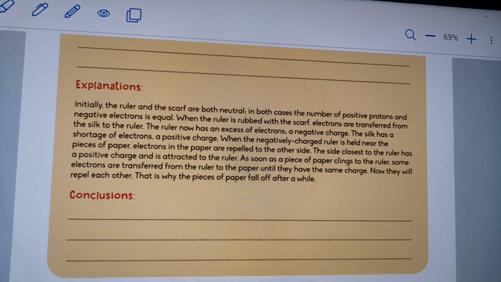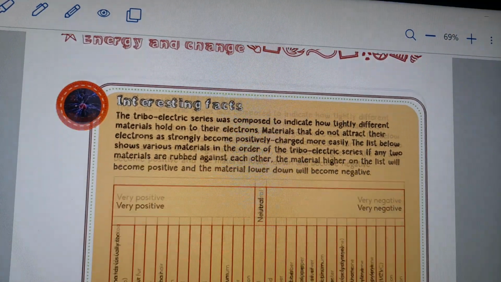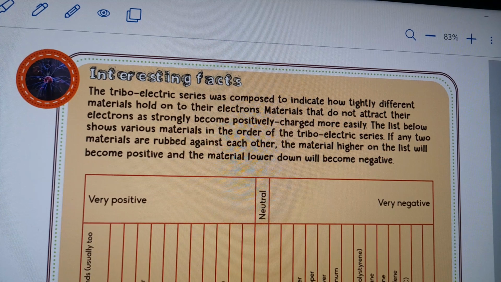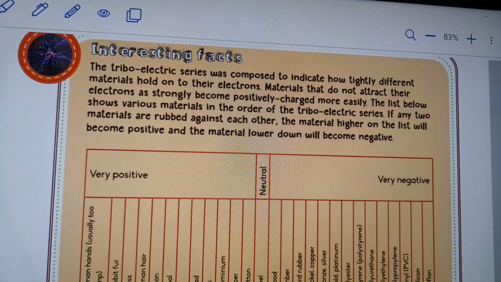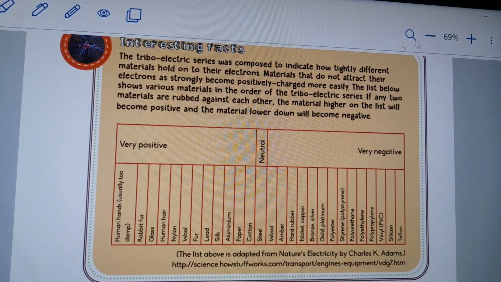Okay, so now you understand what happens when you do that investigation. Okay, page 168. Let's look at the interesting facts there. This table is very important. Please, this table is important. You need to know it. Okay, let's see. I need to minimize it a bit.